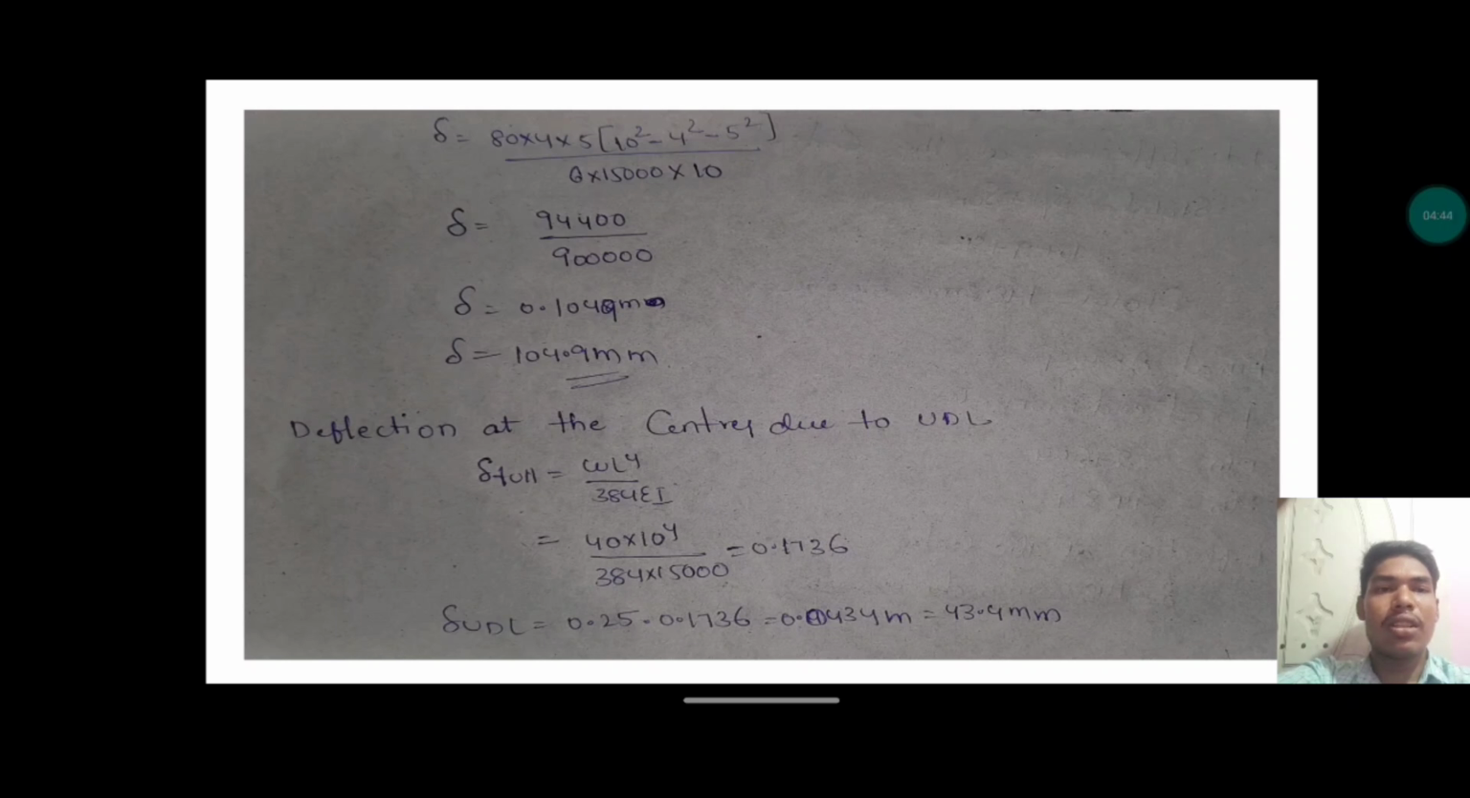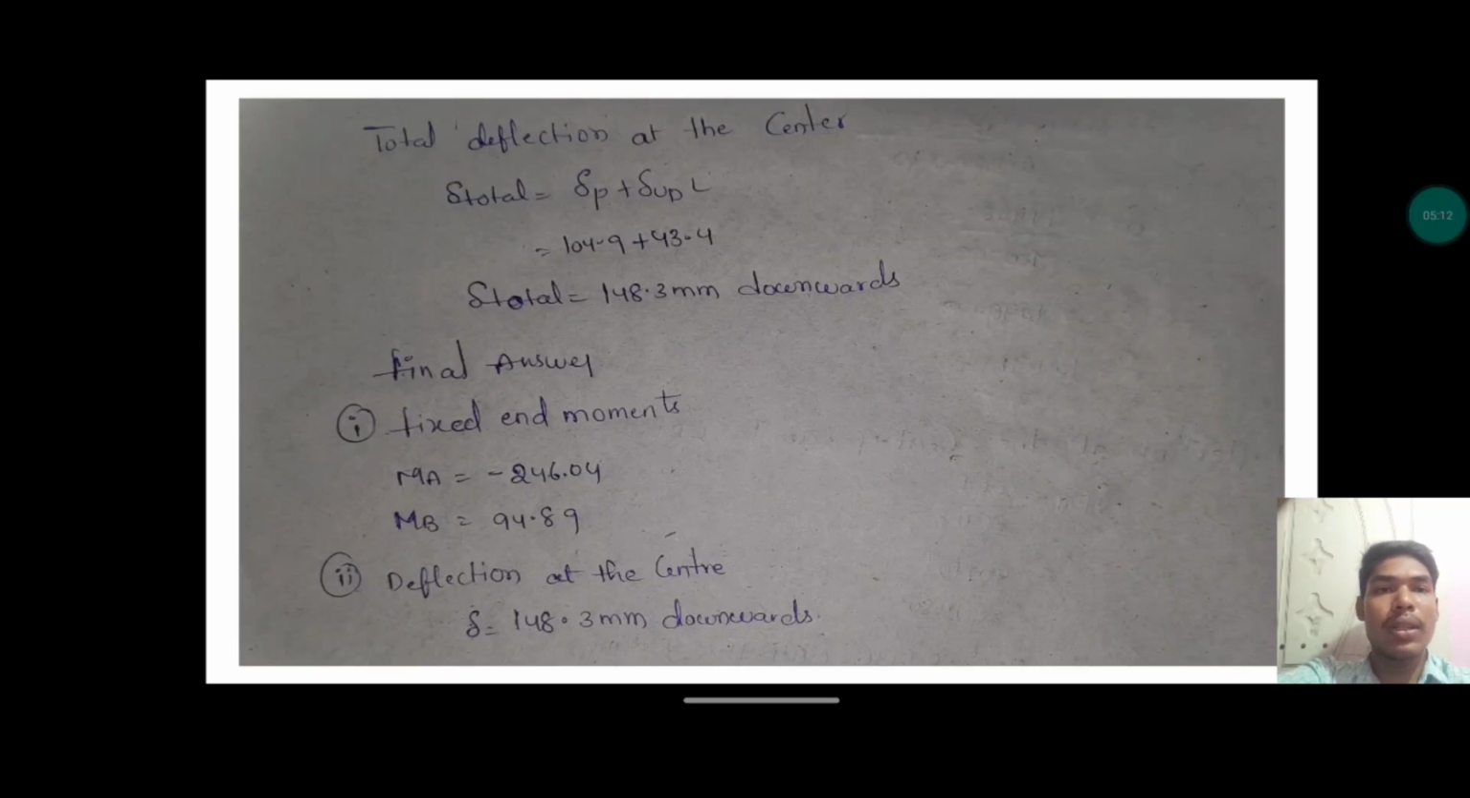Deflection at the center due to UDL. Delta full is equal to WL power 4 by 384 EI, that is equal to 40 into 10 to the power of 4 by 384 into 15,000, that is equal to 0.1736 meters. For the deflection of the partial UDL, that is equal to 0.25 into 0.1736, that is equal to 0.0434, that is equal to 43.4 mm.